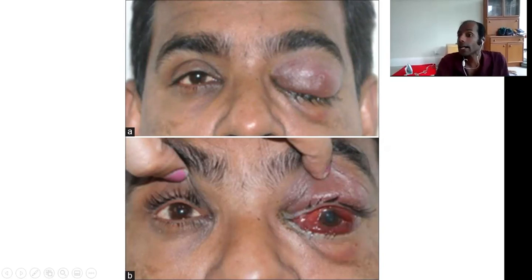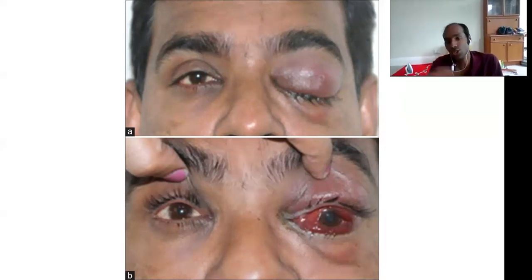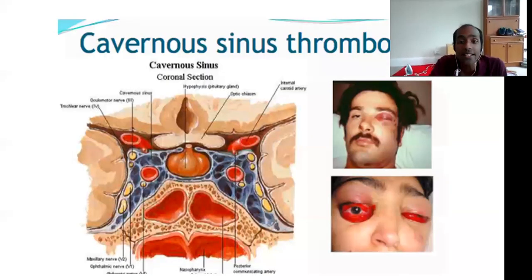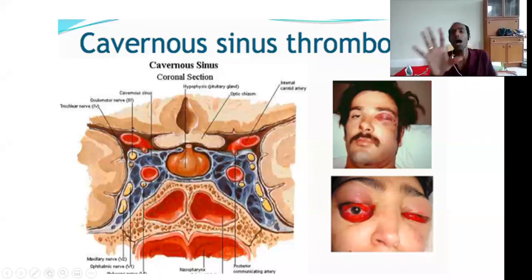Another point: in cavernous sinus thrombosis, you might get bilateral signs. What is the reason for that? In the second picture, you see that. Because it communicates to the other side. So sometimes you get bilateral signs. In the exam, in any third nerve case that you encounter, they are going to ask this.